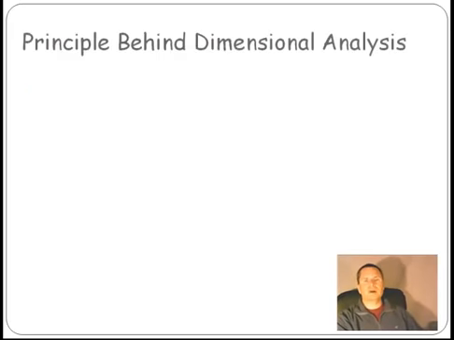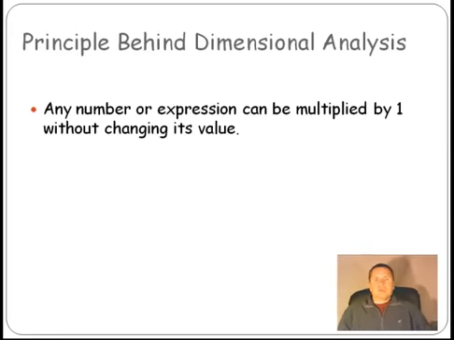So let's talk about the underlying principle behind this. And that is that any number or any expression can be multiplied by 1 without changing its value. And that's what we're going to be doing, finding a way to multiply by 1. For example, 6 times 1 is 6. 10,000 times 1 is 10,000.